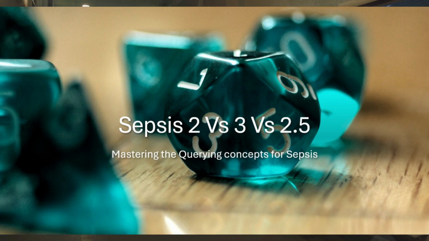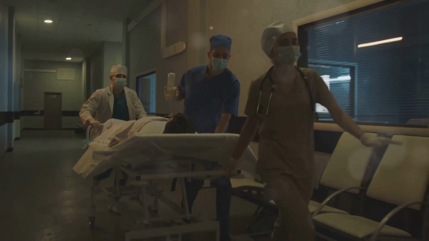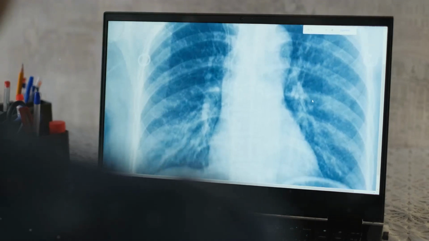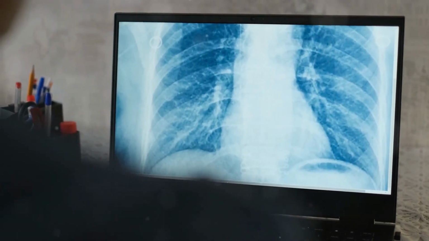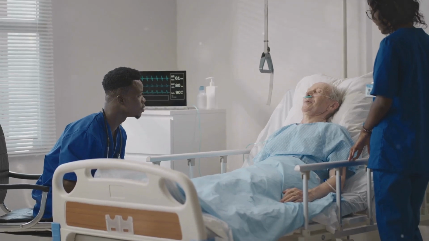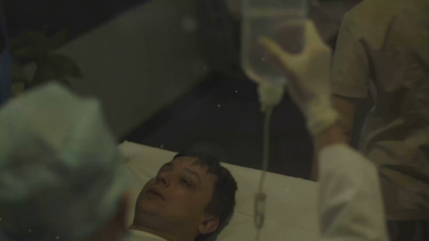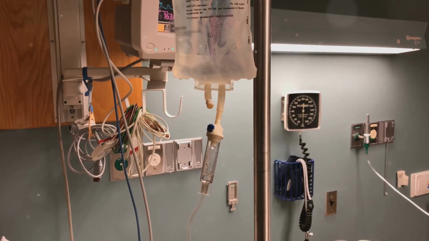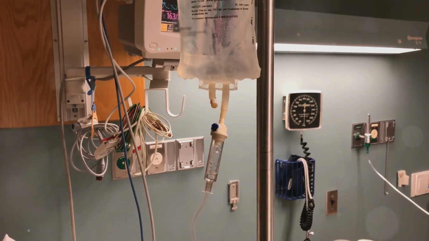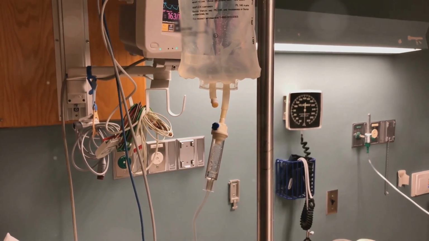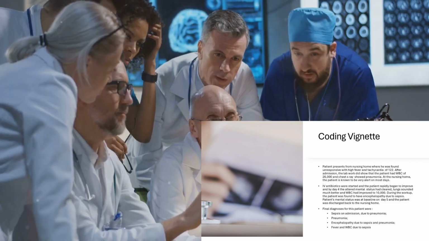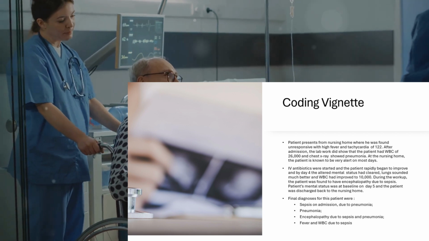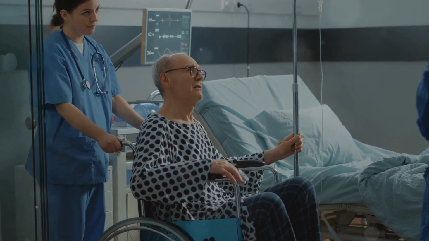Patient presents from nursing home where he was found unresponsive with high fever and tachycardia of 122. After admission, the lab work did show that the patient had WBC of 26,000 and chest x-ray showed pneumonia. At the nursing home, the patient is known to be very alert on most days. IV antibiotics were started and the patient rapidly began to improve. And by day 4, the altered mental status had cleared, lungs sounded much better, and WBC had improved to 10,000. During the workup, the patient was found to have encephalopathy due to sepsis. Patient's mental status was at baseline on day 5, and the patient was discharged back to the nursing home.